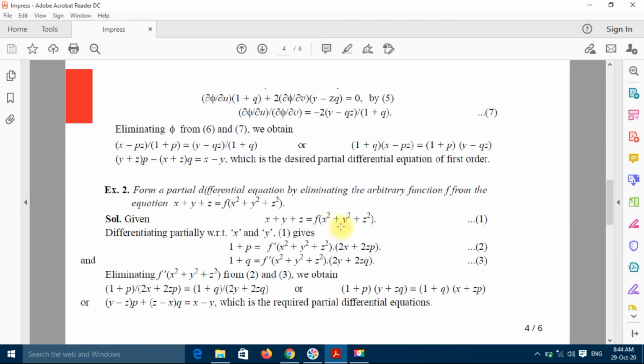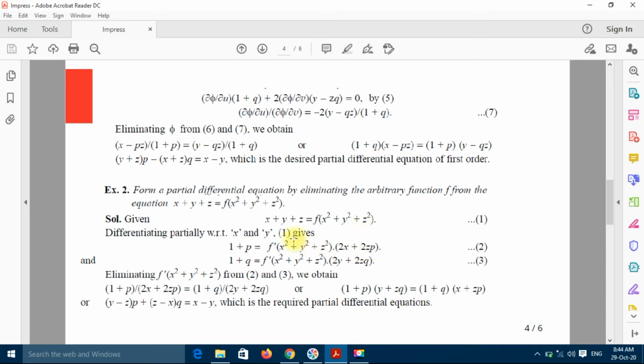Now we differentiate this function f of (x square plus y square plus z square). We apply the chain rule of differentiation. So this becomes f dash of (x square plus y square plus z square), times the derivative of x square plus y square plus z square, so we get 2x plus 0 plus 2z times ∂z/∂x, which means p. So 2x plus 2zp.